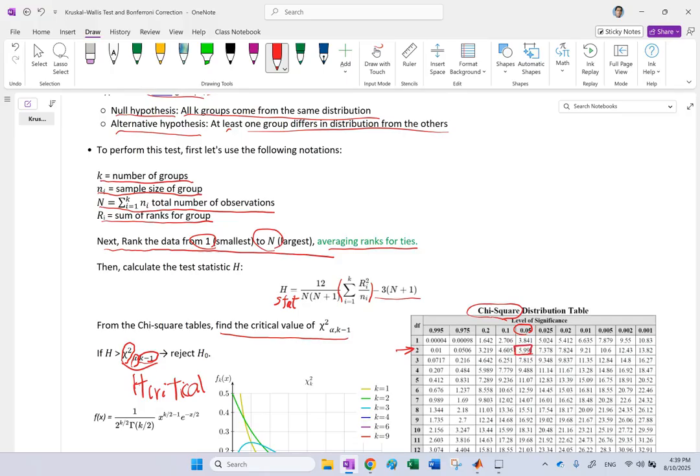So here I get my H critical, and then I have H stat. And if my H stat is bigger than H critical, like the T test, like the Z test, like the F test, then I reject the H naught, reject the null hypothesis, and I conclude that there is a significant difference among the groups. If it's less than that, then I don't. I fail to reject it.